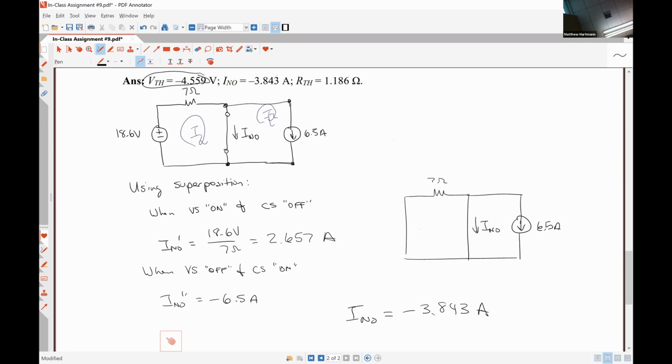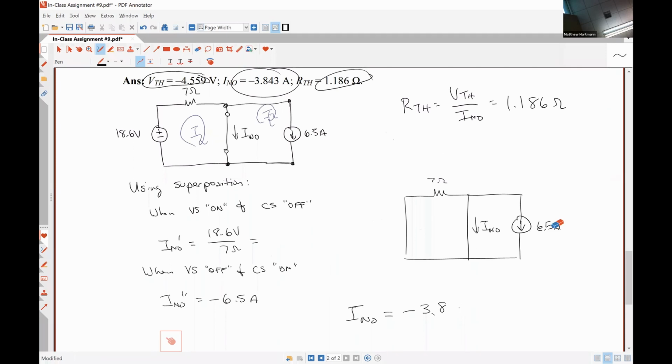All right, so we got this answer. So R Thevenin is V Thevenin over I Norton, which is negative 4.559 divided by negative 3.843, which is 1.186 ohms, which matches that.